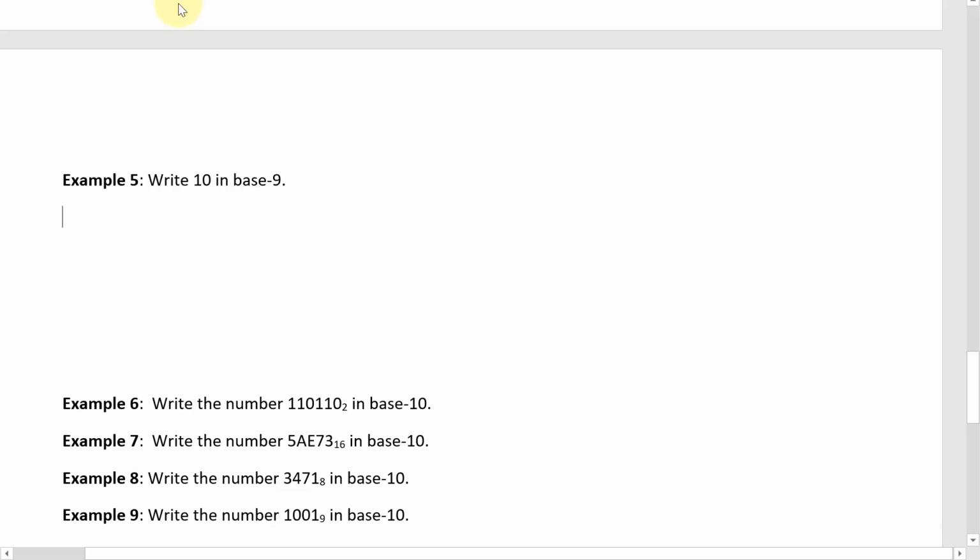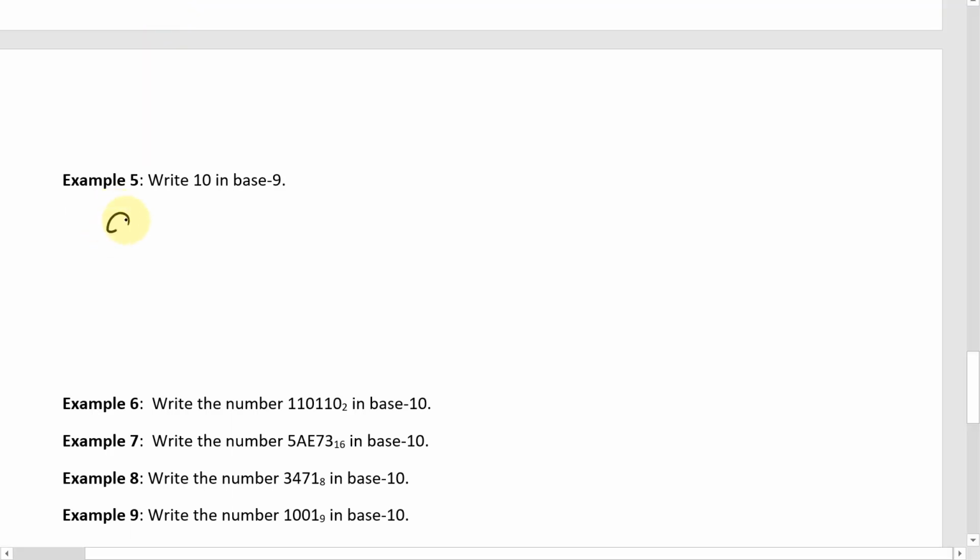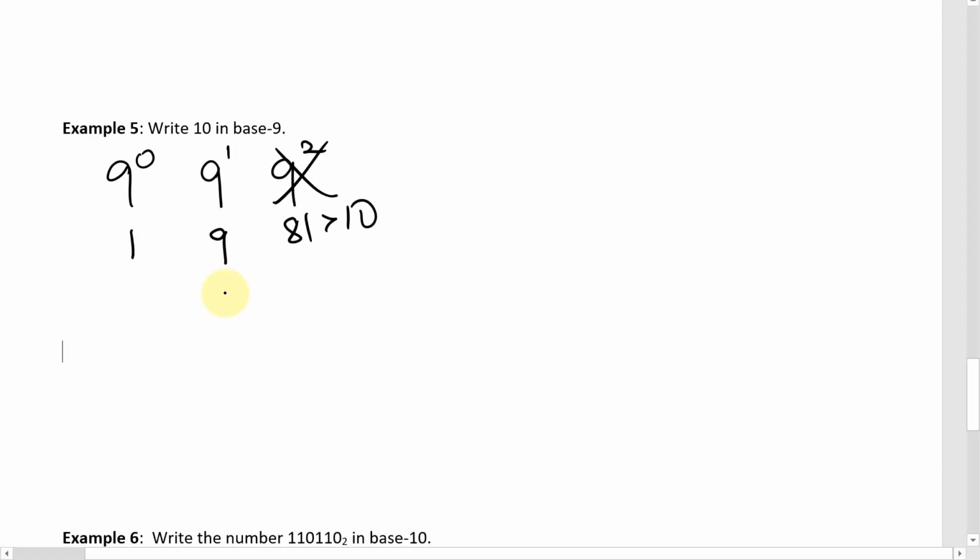So let's write the number 10, which is in standard base 10, in base 9. Since we're writing in base 9, we need to look at all the powers of 9. 9 to the 0, 9 to the 1, 9 squared. Well, that would be 81, so we won't need that one. 81 is bigger than 10, so don't use that. We just have the ones place and the nines place to think about. In other words, how many ones and how many nines.